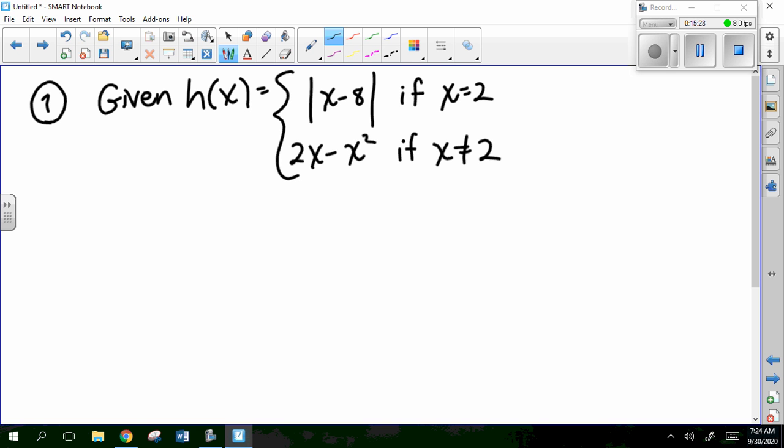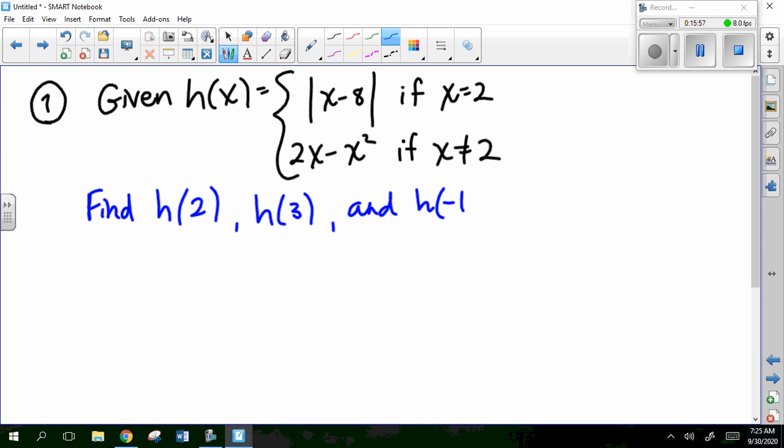Okay? So that means the top one means I can only use that line if x is exactly equal to 2. The second piece means I can use that line any other time. As long as x is not 2, I can use the second line. So I want you to find h of 2, let's do h of 3, and then let's do h of, I don't know, negative 1, okay? All right, so you can pause it here and try it, or you can work through it with me.